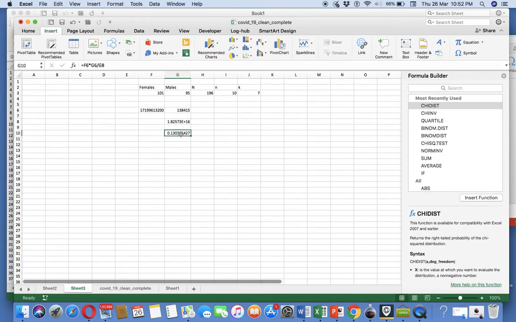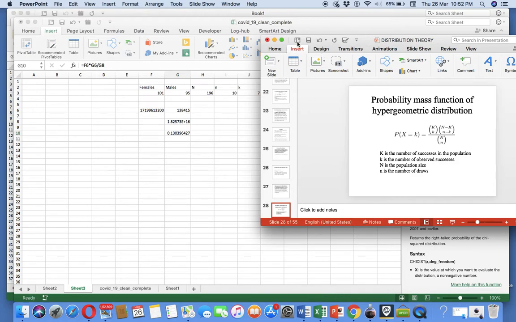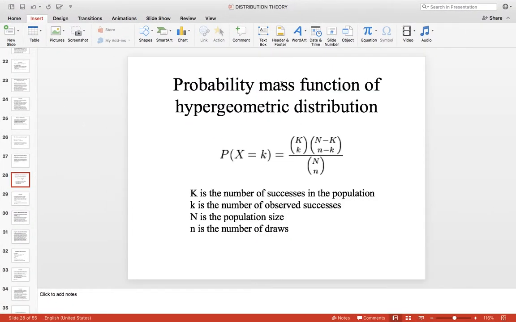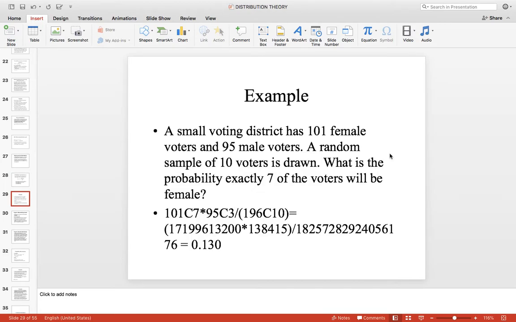I get a value of 0.13. So in this example, given the population of 101 and 95, if you draw a sample of 10, then the probability that in that sample there will be 6 females is 0.13. So that is a hypergeometric distribution which we've been discussing so far. The same thing has been shown over here.